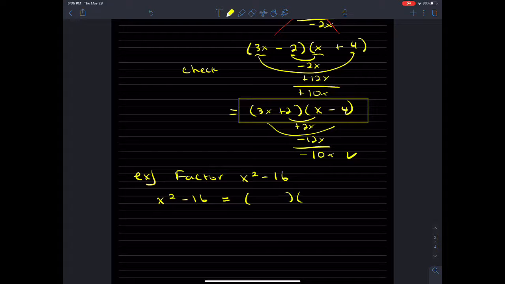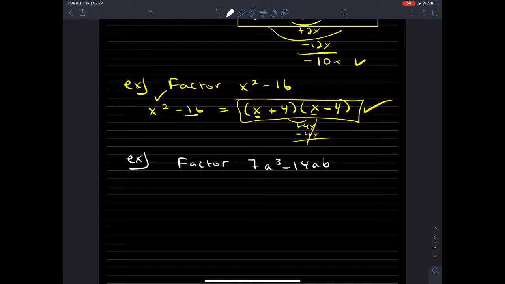Difference of squares. So first times first, x is x squared, minus 16, 4 and 4, and it's minus, 1's a plus, 1's a minus. We can check plus 4x, minus 4x. They do cancel. There's no middle term, and that's our answer.